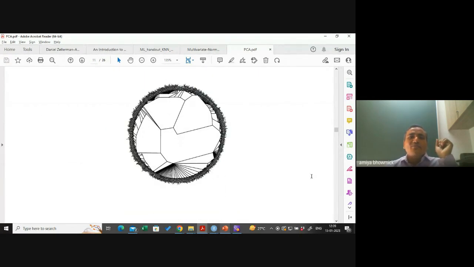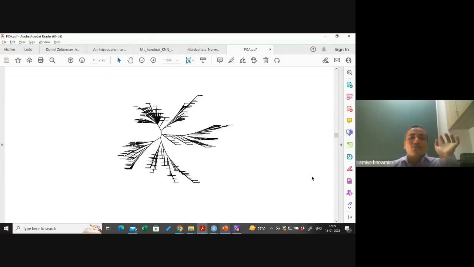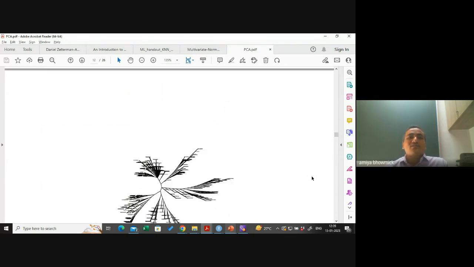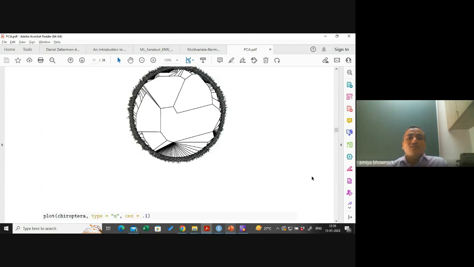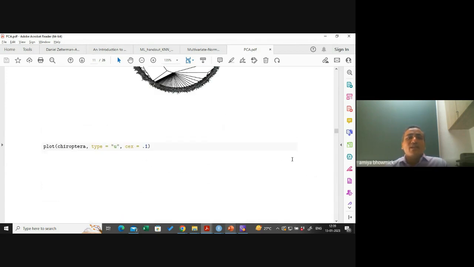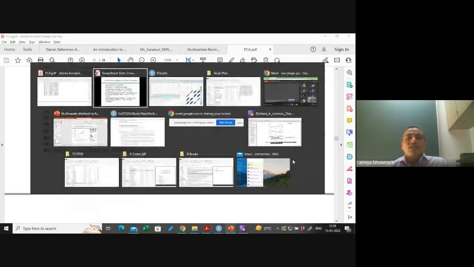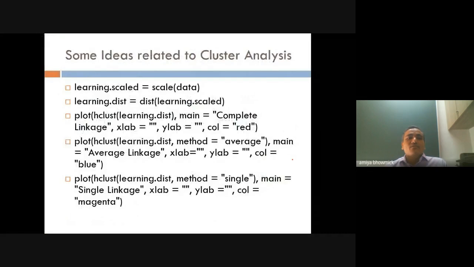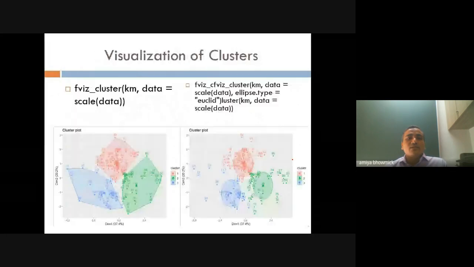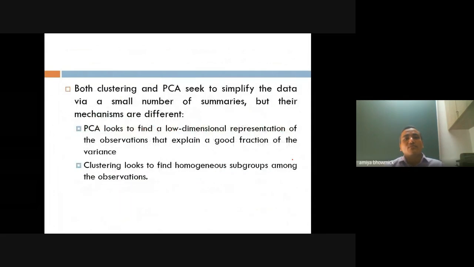So these are a couple of pictures we just put to show you how the clusters may look. So these are some clusters, as you observe. These are various different types of views of how clusters may appear. Right? So let me explain it to you. I'll share the slides also with you.